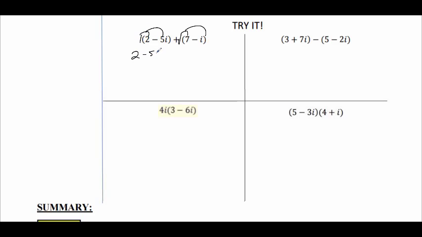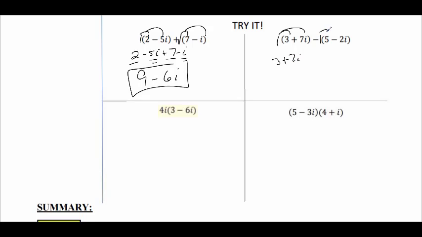So I get 2 minus 5i plus 7 minus i. 2 plus 7 is 9. Negative 5 minus 1 is negative 6i. There is your answer right there. Next, 1 distributed, 3 plus 7i. Negative 1 distributed, minus 5 plus 2i. Combine the 3 and negative 5 to make negative 2. 7 plus 2 is 9i's.